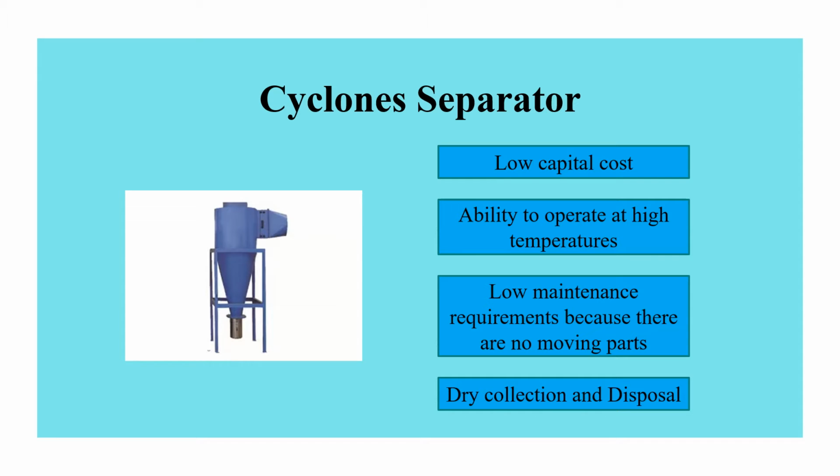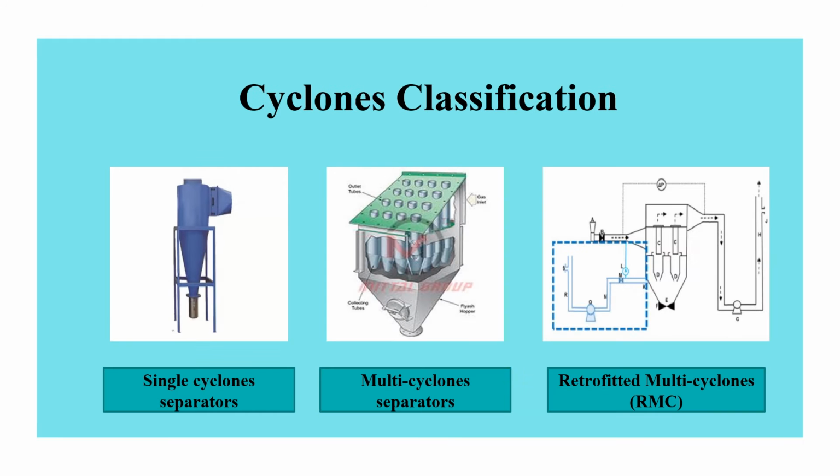Out of all the particulate control devices, cyclone separators are among the least expensive. Cyclone separators, or simply cyclones, are separators that use the principle of inertia to remove particulate matter from flue gases. The advantages of cyclone separators are low capital cost, the ability to operate at high temperature, and low maintenance requirements because there are no moving parts, and they can handle dry collection and disposal. Cyclones can be classified into single cyclone separators, multi-cyclone separators, and also retrofitted multi-cyclones (RMC).